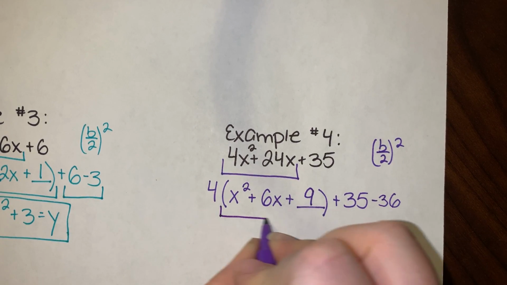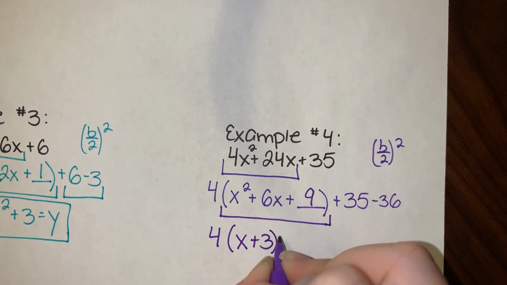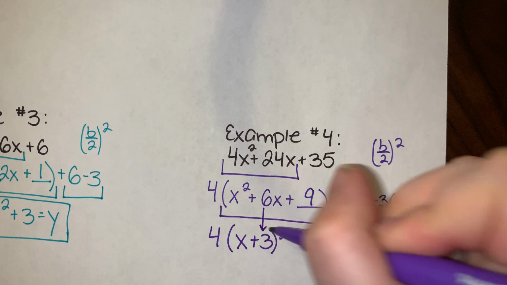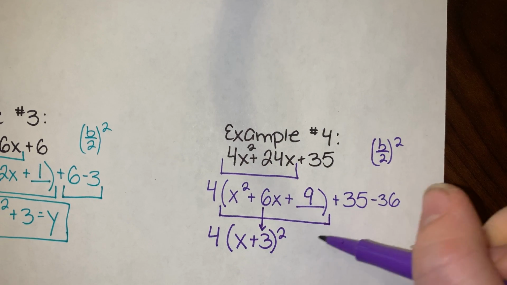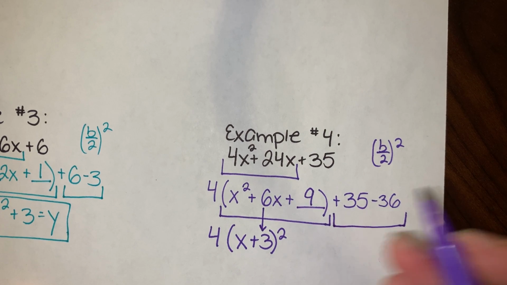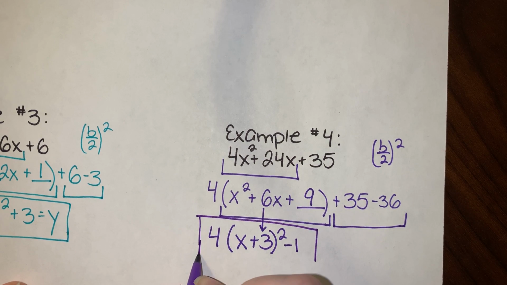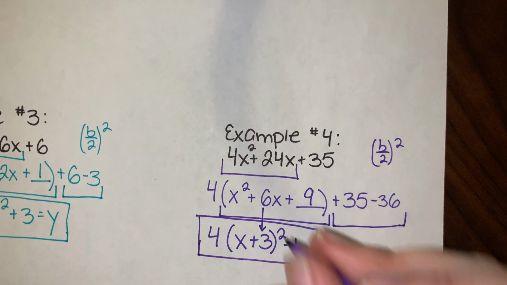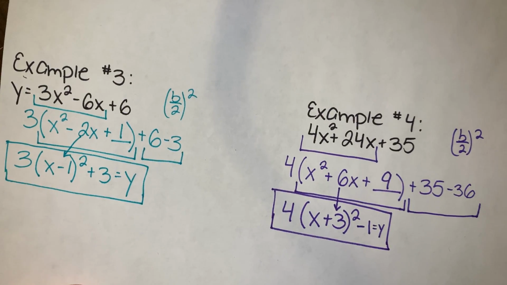So I can rewrite this as a perfect square: 4 times x plus 3 squared. Again, for the last time in this video, the number inside the parentheses is always just b divided by 2. And then for my k value in vertex form, I just simplify this over here. 35 minus 36 is a negative 1. So this would be my vertex form, and you could put y equals. I recommend you put that. Okay, so that is the shortcut for how you can go from standard to vertex form when your a value is not 1.